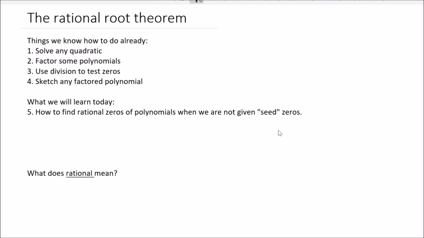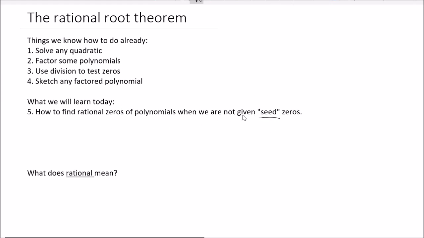So to put this in context, let's consider what we already know. We know how to solve quadratics, we know how to factor some but not all polynomials. We can use division to test the zeros, whether it's long division or synthetic division, and once we've done that, we can use end behavior and zeros and multiplicity to sketch the polynomial. So today what we're looking at is what if we don't have a seed zero?